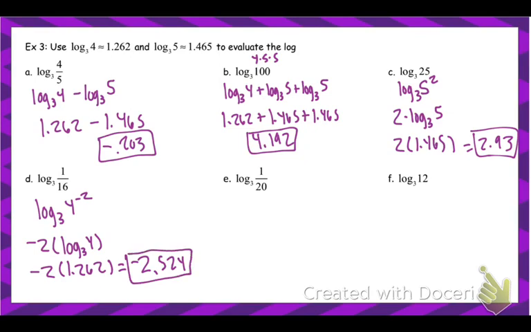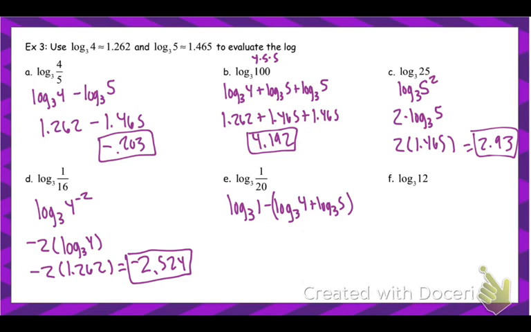All right, let's look at log base 3 of 1 over 20. All right, so again, a couple different ways that we can work this out. I could do log base 3 of 1 minus log base 3, we'll go ahead and put parentheses, of 4 plus log base 3 of 5. So that's one way I could work this out.